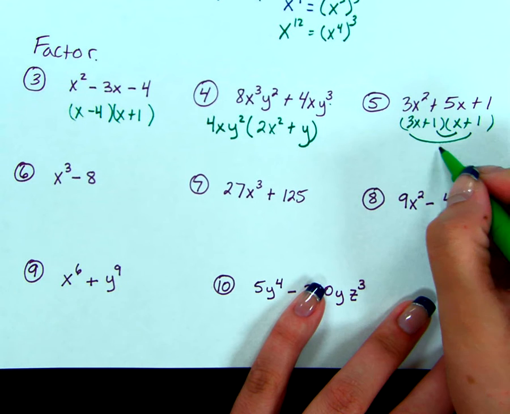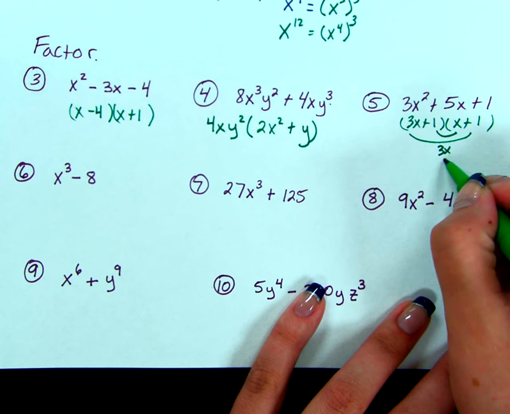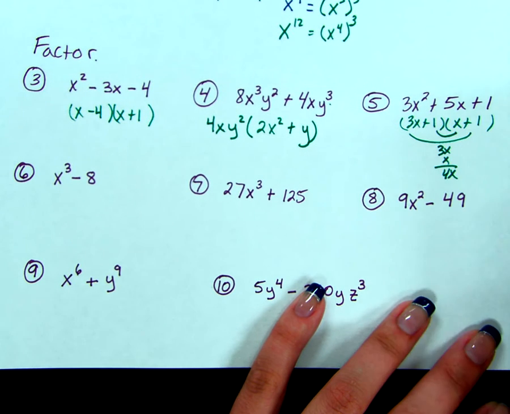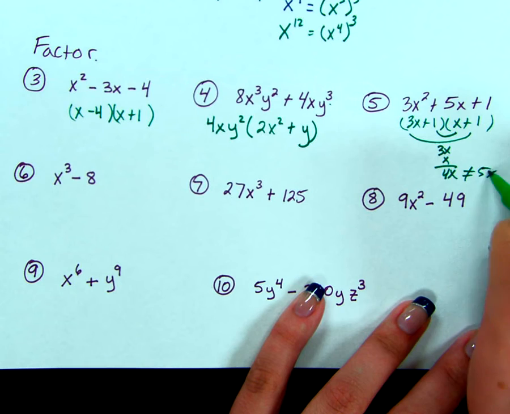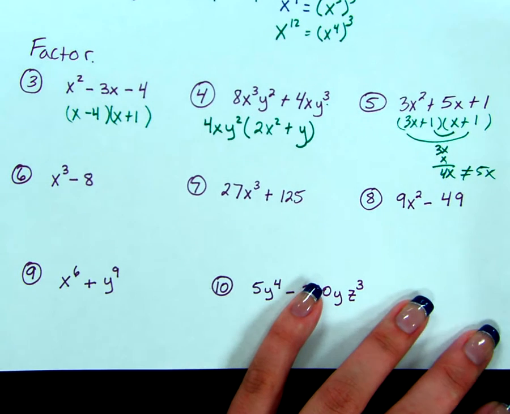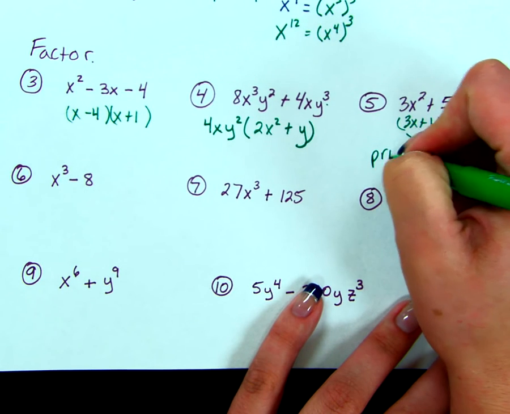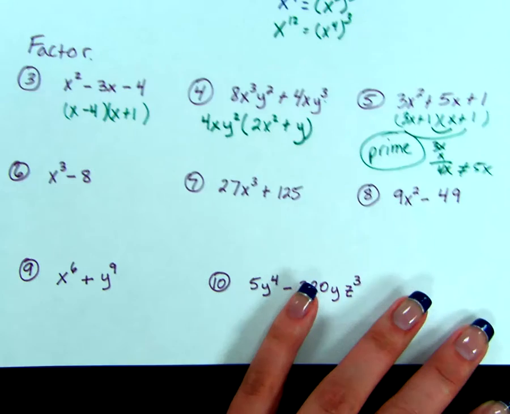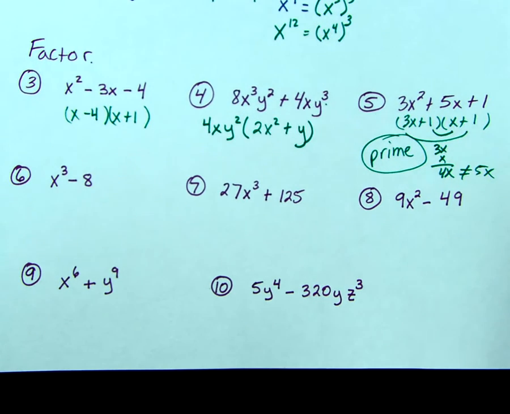So 3x times 1 is 3x. 1 times x is 1x, and if we add, we get 4x, which is not our middle term. So that means that this problem is not factorable, so it is already prime. So that's what we would write: prime.